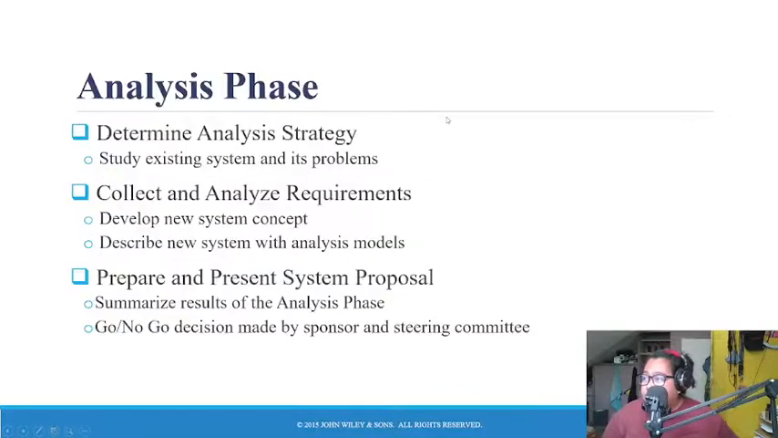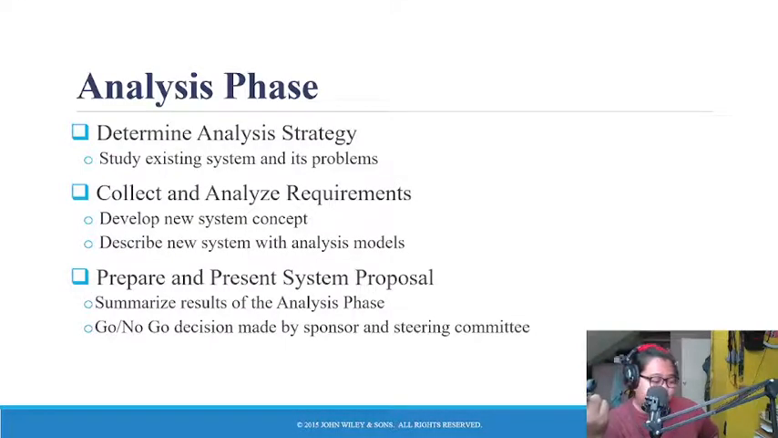And then you have the analysis phase. Here you're going to determine the analysis strategy. You're going to study the whole business model, their existing system and its problems. For example, if you have a manual system, what are the problems that are usually encountered with a manual system?